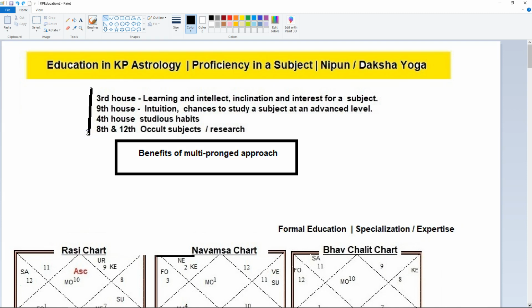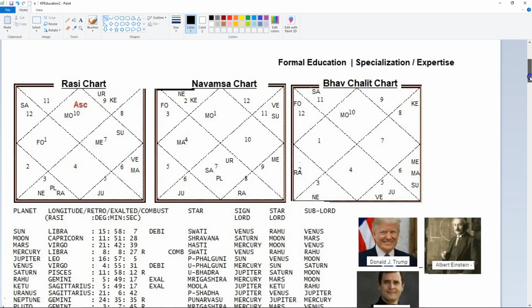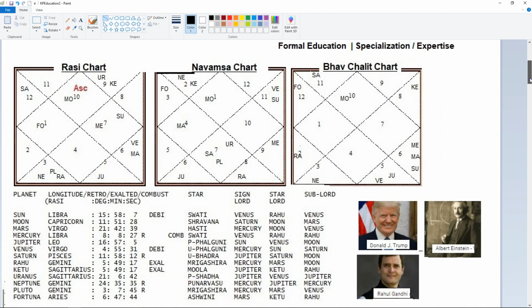But in this video, we are going to discuss the same thing, education and proficiency in a subject, but by using what I call the multi-pronged approach. And so I'm going to share some of my thoughts on how this multi-pronged approach should be used for your own advantage. So let me start with this chart that belongs to Donald Trump, the current US president.